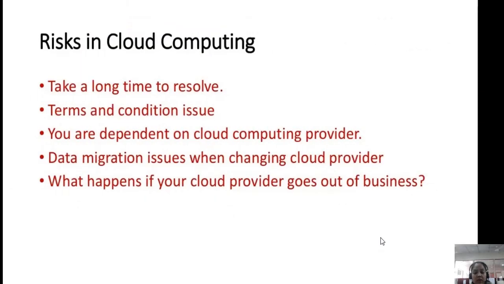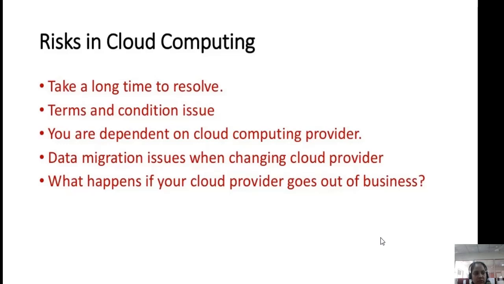Next, what are the different levels of risk that come in cloud computing? Risk can be, one, taking a long time to resolve. Yes, it is sometimes complicated also. There are a lot of terms and conditions issues in cloud computing. Since the services are being provided by the cloud provider, the cloud provider has each and every kind of authorization. The user is not involved over there, so the user or the end person needs to be dependent on the cloud provider.